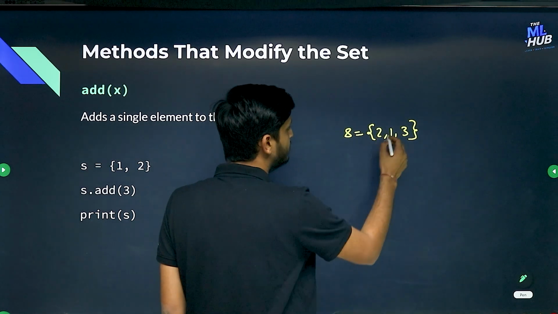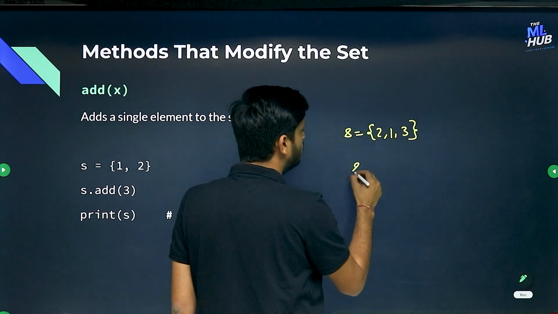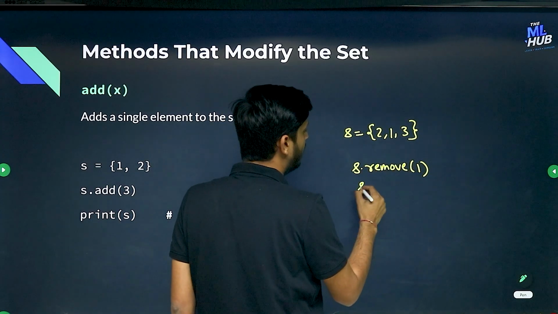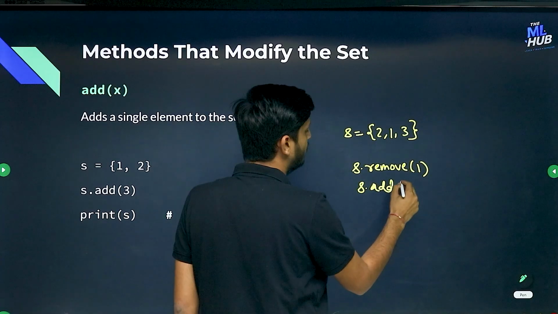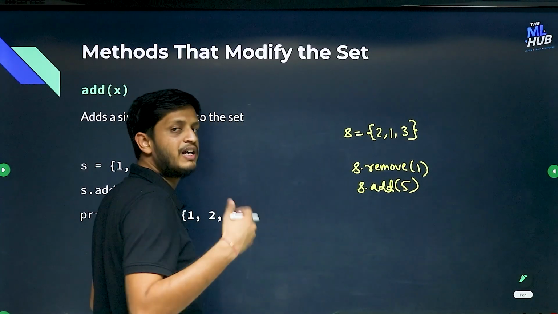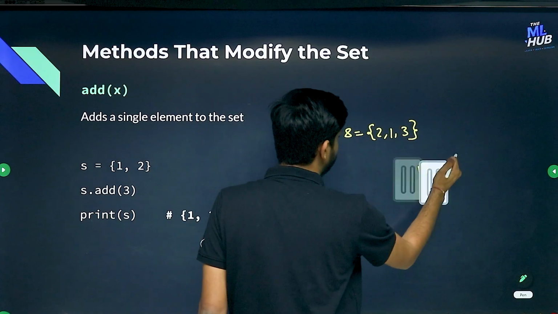So if I have to change this 1 to 5, you can say I want to remove 1 from this set and I want to add 5. This is the way you can do it. So there are ways in which we can remove elements from a set and we can add elements to a set. So let's see that.